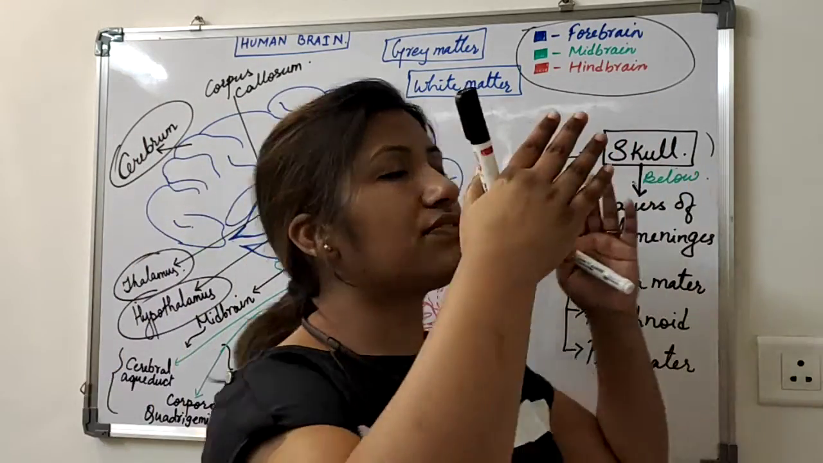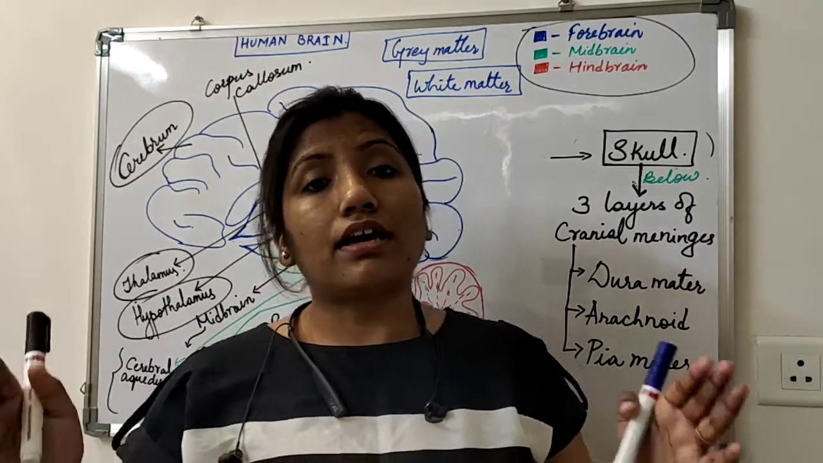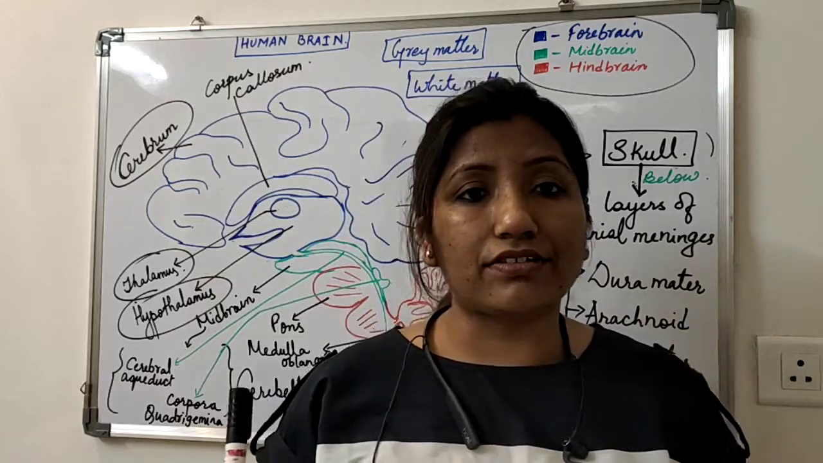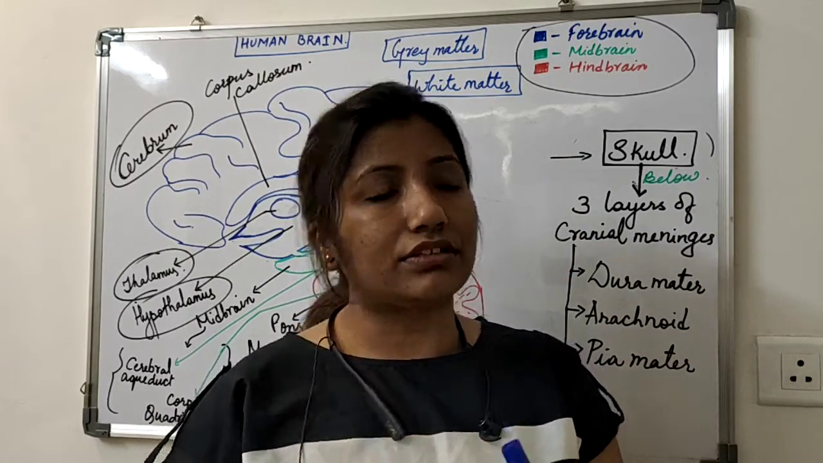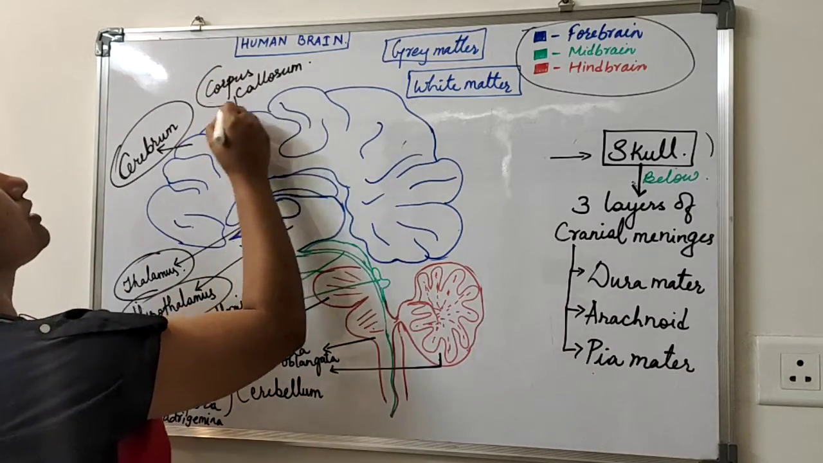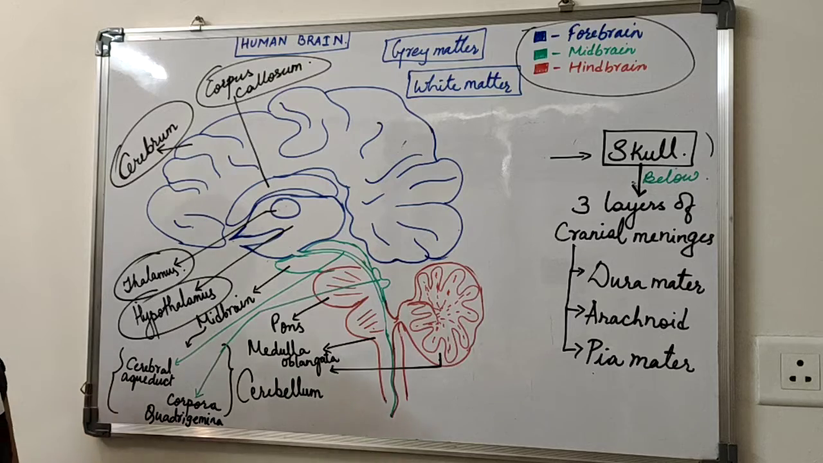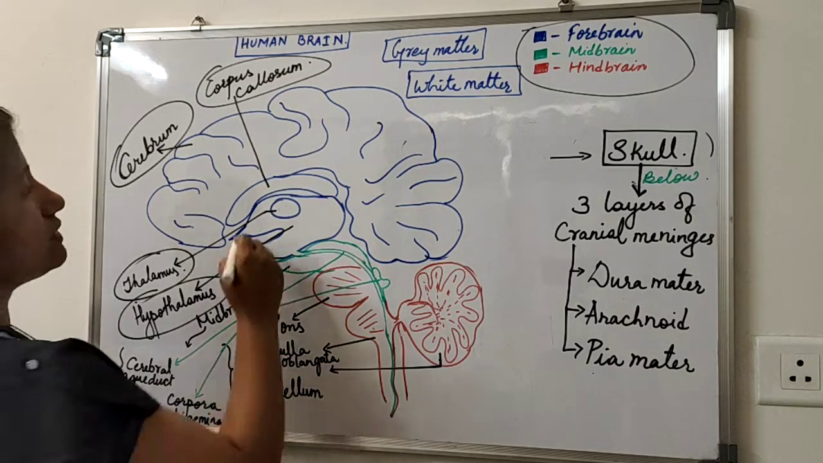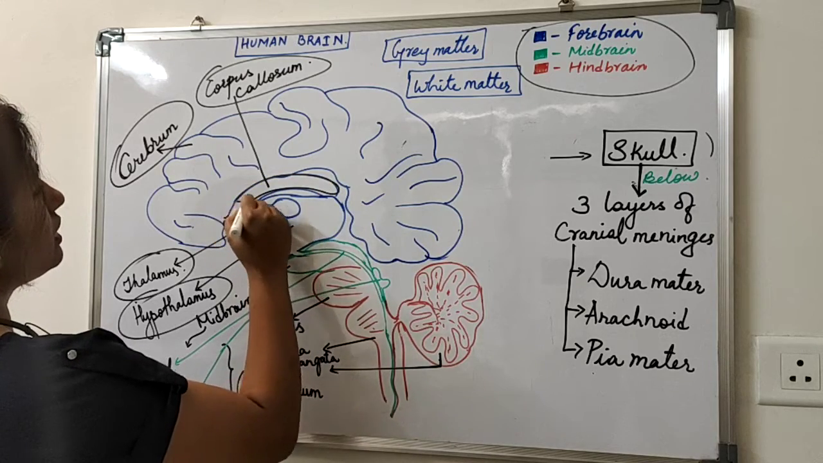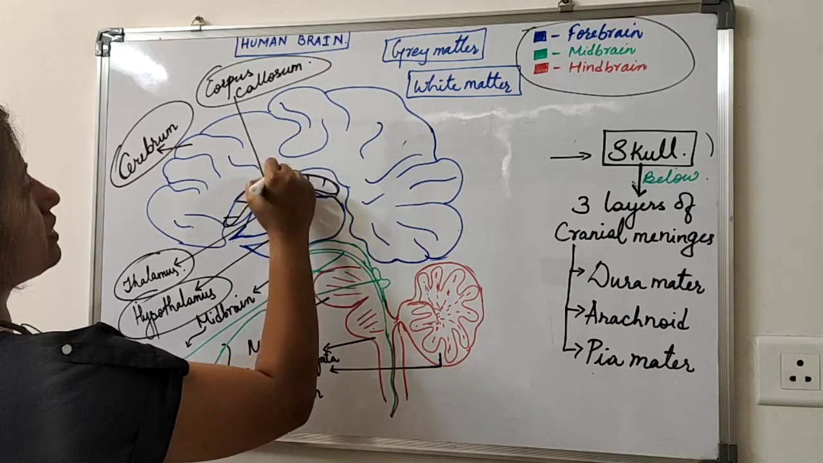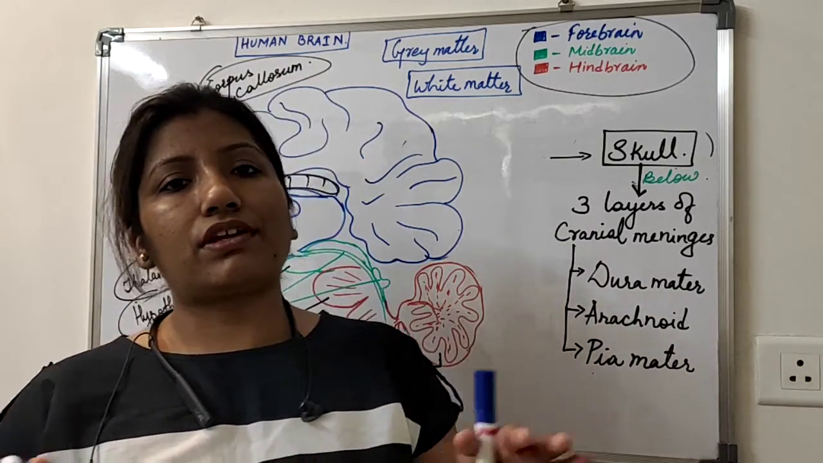Our brain is divided into right hemisphere and left hemisphere, and they coordinate with each other with the help of the corpus callosum. So what is this corpus callosum? The corpus callosum is a tract of nerve fibers. It connects the left hemisphere and the right hemisphere.